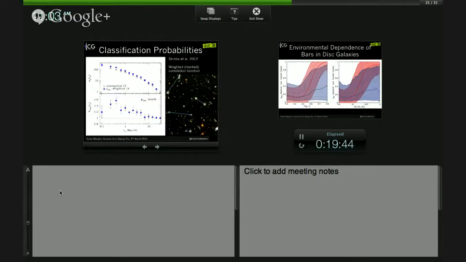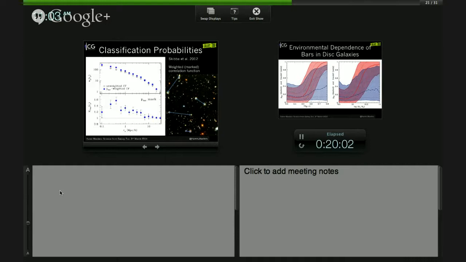But I have to move on because I want to talk about other ways of using the classifications, and I want to talk about using the classifications as probabilities in statistical methods. So this is the paper that I always try to talk about in every talk I give about Galaxy Zoo science and never quite manage to get to somehow. So today I put it in the middle.